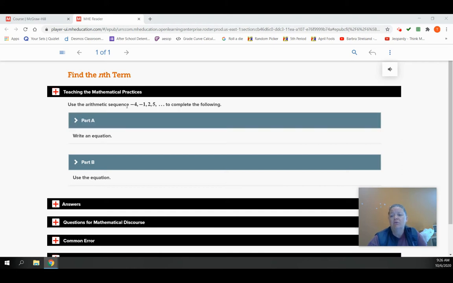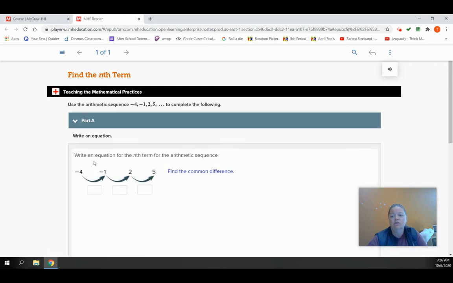So here we have the arithmetic sequence -4, -1, 2, and 5. The first thing we want to look at is find out what the common difference is. What are we doing when we go from -4 to -1, -1 to 2, and 2 to 5? It looks to me like we're adding 3 each time.